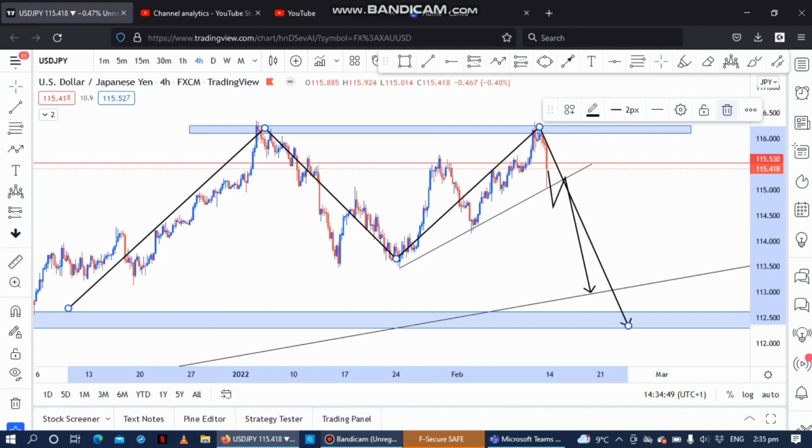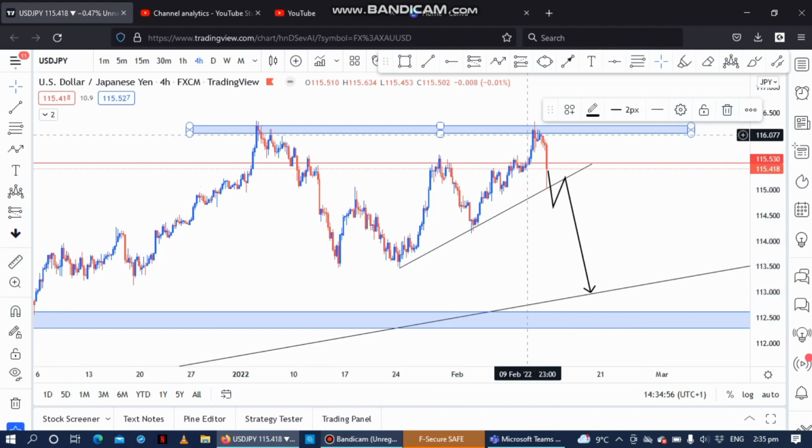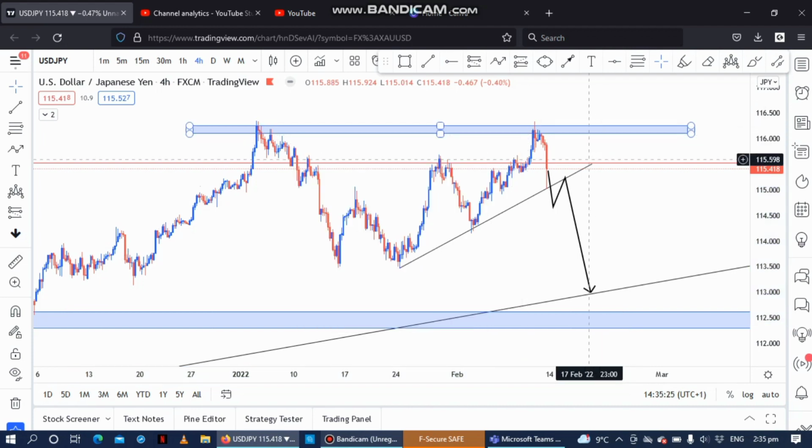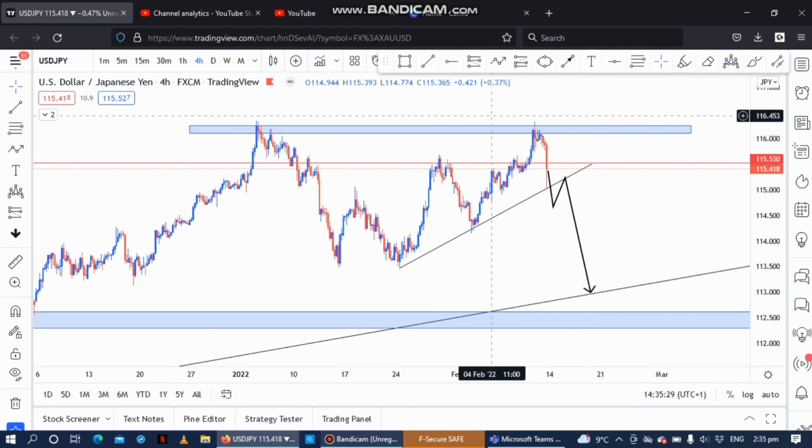This basically is my analysis for the 3 USD pairs. That's USDCAD, USD Swiss franc, and USDJPY. My bias is for a buy for USDCAD, and for mostly a sell for USD Swiss franc and a sell for USDJPY as well.